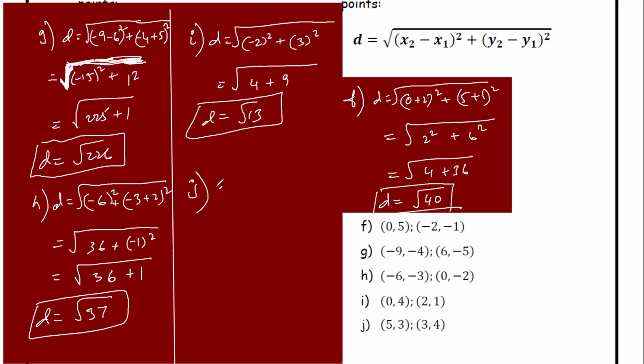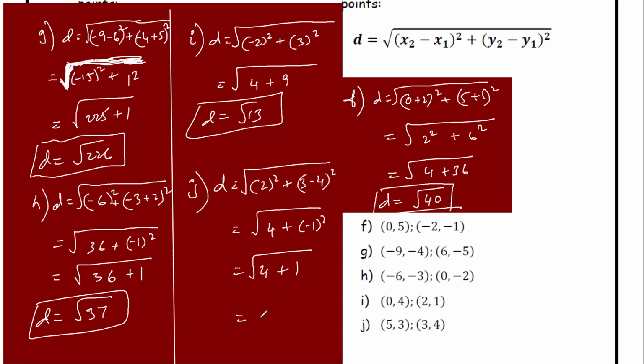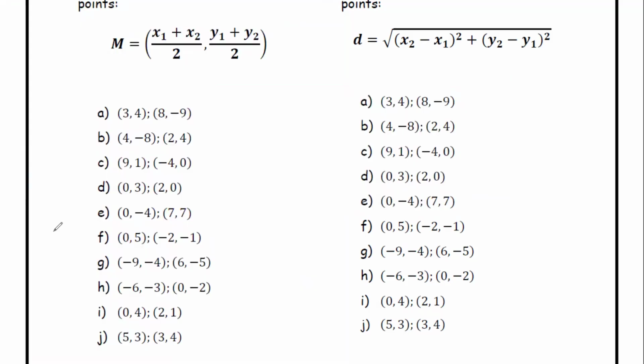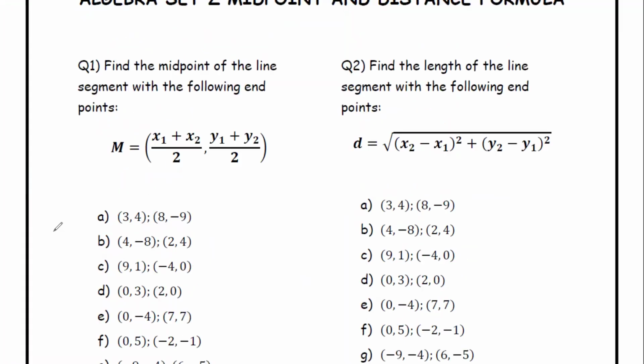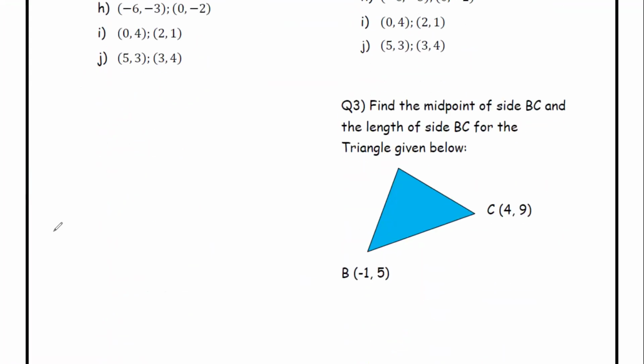And J. J is 5 minus 3, that is 2, the whole thing squared, plus 3 minus 4, the whole thing squared. So that's 4 plus -1, the whole thing squared. That's 4 plus 1, that's root of 5. And that was it. We are done with the first two questions, which are: find the midpoint of the line segment with the following endpoints, find the length of the line segment with the following endpoints. And the last question, question 3.